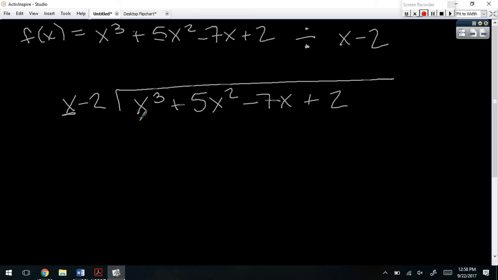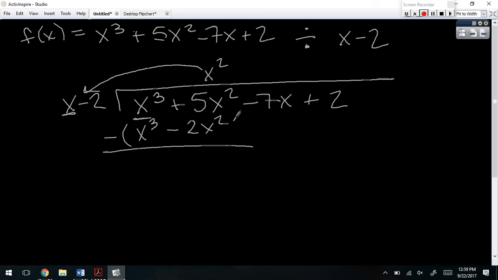What can you multiply x by to get x cubed? x squared. So go to the x squared column and multiply around. x squared times x is x to the 3rd. x squared times negative 2 is negative 2x squared. Subtract: same, change, change. What about the other two terms, negative 7 and 2? We haven't gotten there yet. We'll drop them down as we go.